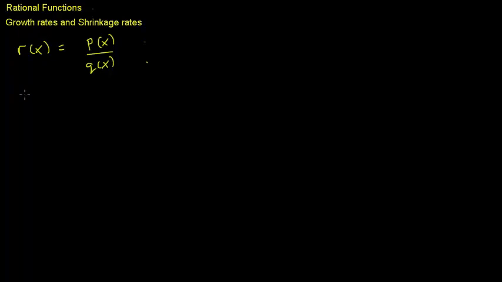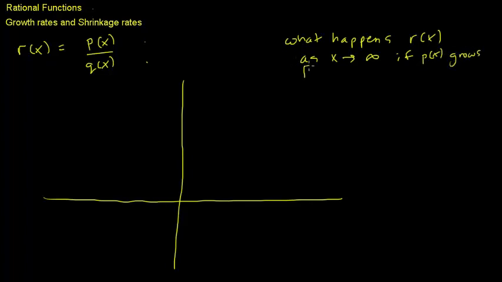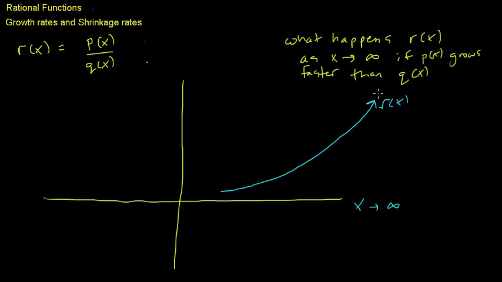Let's talk about some growth rates. So for example, let me draw our coordinate axes. What would happen to r of x as x gets really large? And so what we can do is we can use this notation as x goes to infinity. If p of x grows faster than q of x, right? So if the numerator is growing faster than the denominator, then our function will start going out and getting really, really big. R of x will approach infinity as x gets really, really large.